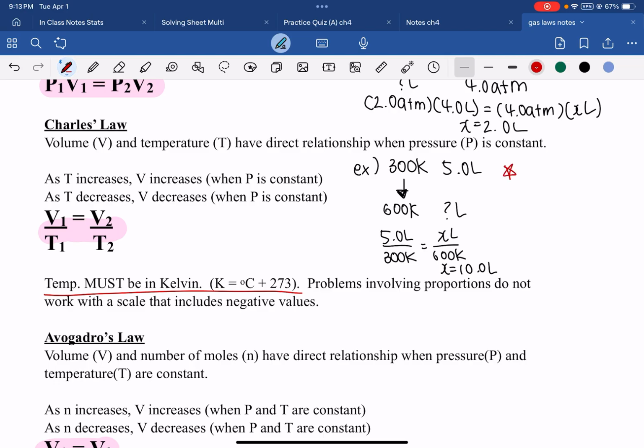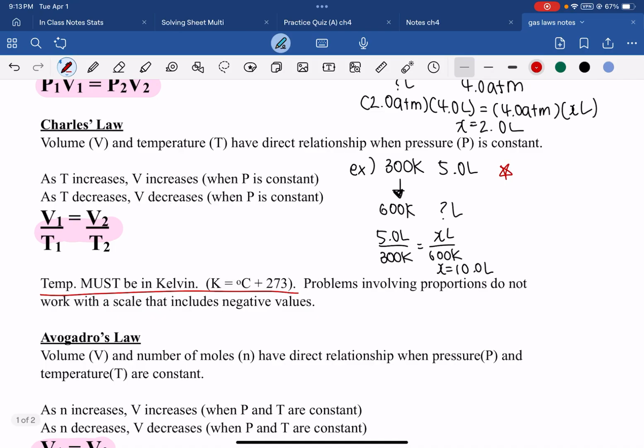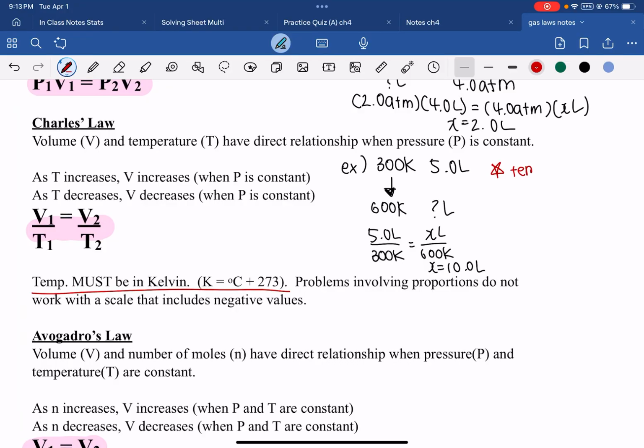There's a really important requirement for Charles' law though. The temperature must be in Kelvin. And by the way, Kelvin is Celsius plus 273. When you encounter a problem about Charles' law where pressure is constant but the temperature and volume change, you need to make sure your units of temperature are in Kelvin.